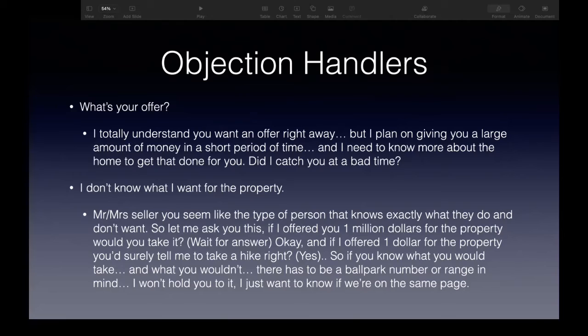So this is one of my favorites, because I plan on giving you a large amount of money in a short period of time is another phrase that we use a lot that works a lot. I understand you want an offer right away, but I do plan on giving you a large amount of money in a short period of time, and I need to know more about the condition. So can you explain some of that? And usually they say yes, because it just makes sense.